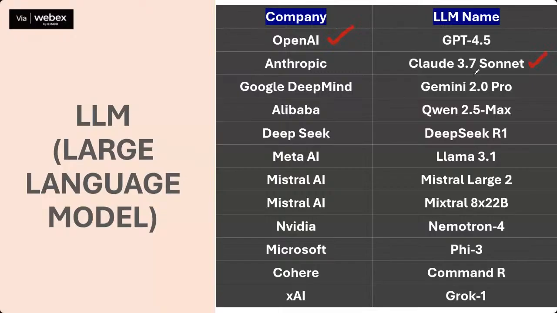Now, who has created Claude, guys? Anthropic. Gemini has been created by DeepMind. Qwen has been done by Alibaba. DeepSeek R1 has been done by DeepSeek. Llama 3 has been done by Meta. Mixtral has been done by Mistral AI. These are the companies, guys, who develop the LLMs used to build applications.